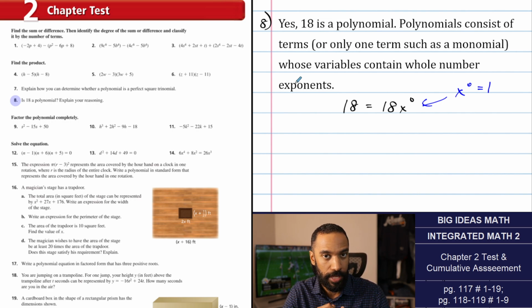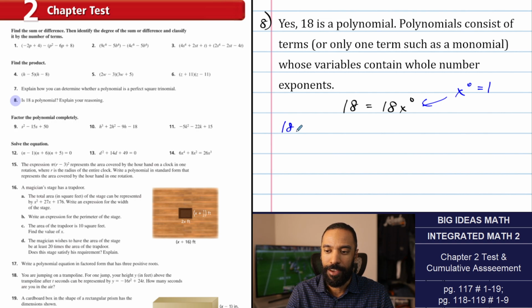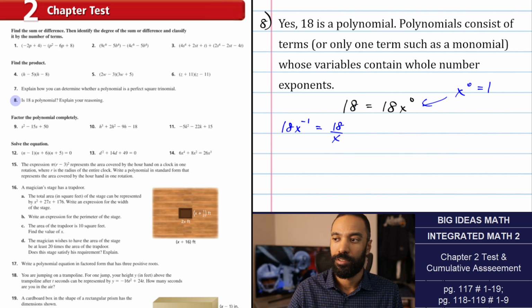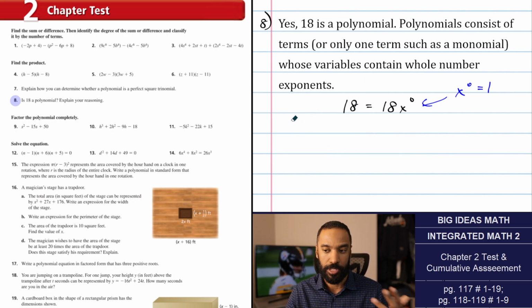And when you have something raised to the negative first power, keep in mind that if I had 18x to the negative first power, that'd be the same as 18 over x. And you don't see these in polynomials. This is known as a rational function. Anyway, I'm over teaching, but the problem is asking me to teach.